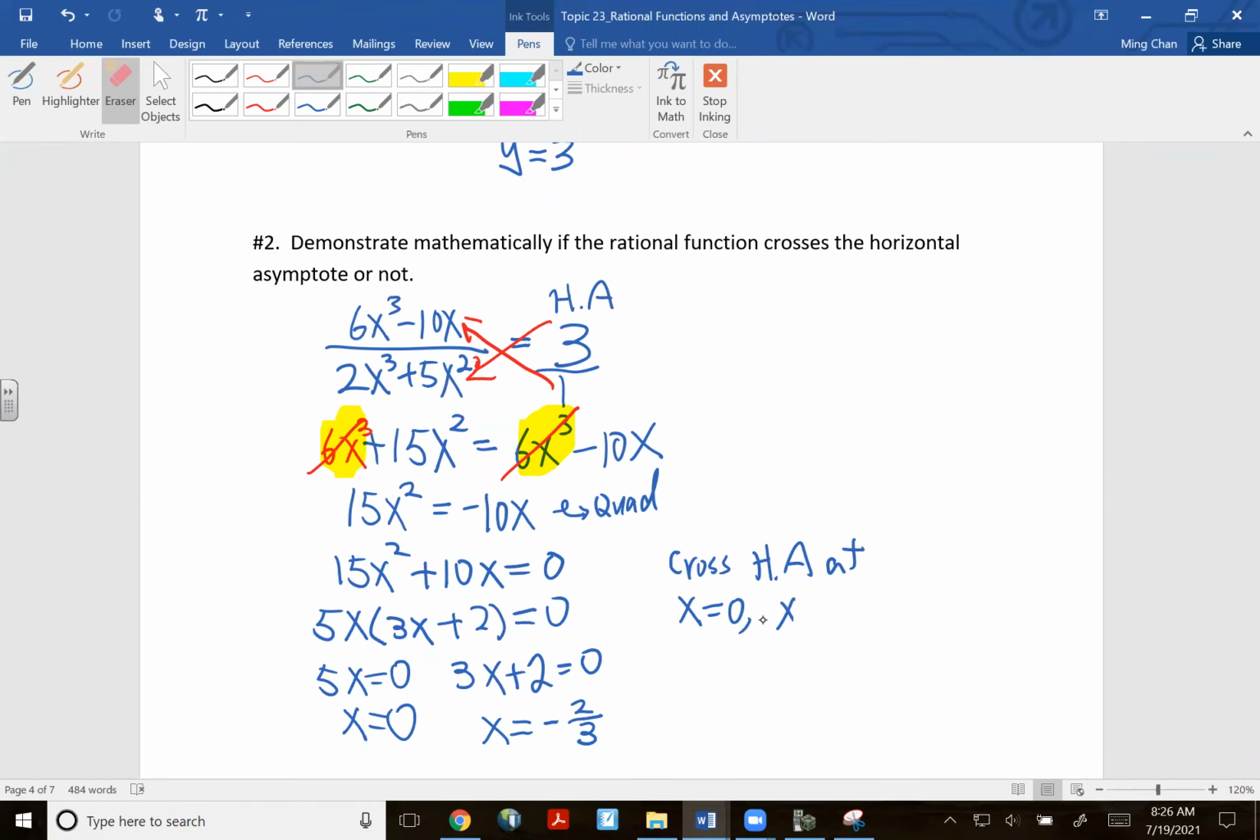If I graph this function, you're not going to see the horizontal asymptote, nevertheless see where they're crossing. You know what I'm saying? If you cannot even see this horizontal line on the graphing calculator, then how would you know where they're crossing? So this is how we demonstrate mathematically whether or not the function crosses the horizontal asymptote. And if it does cross, we know exactly where it's going to cross.